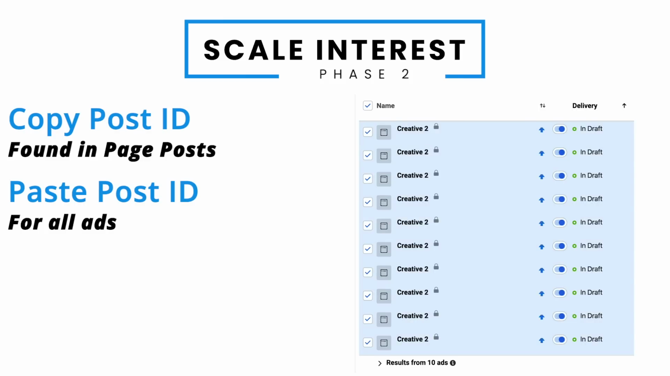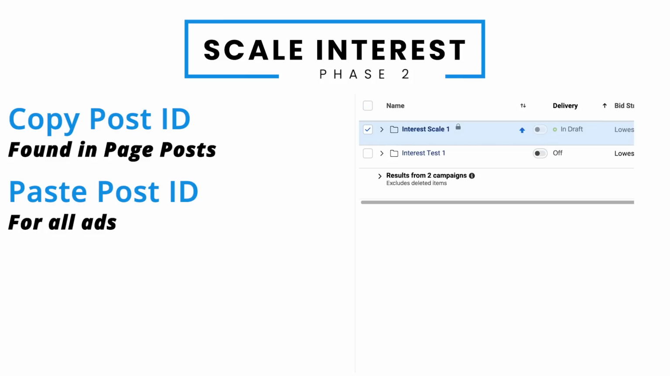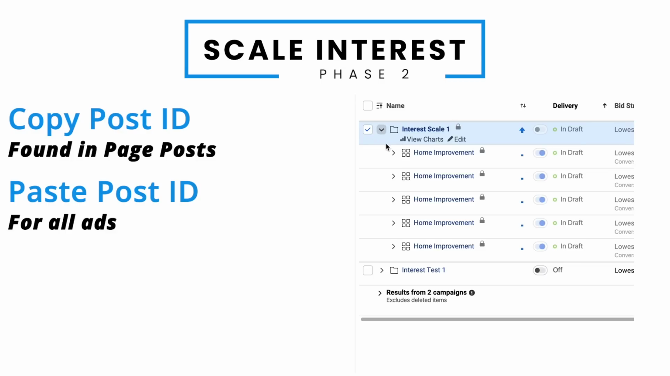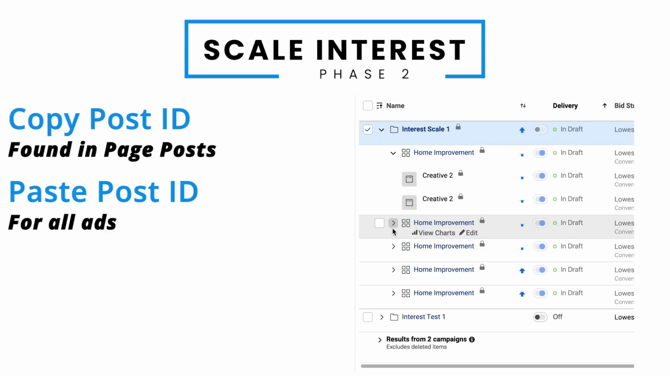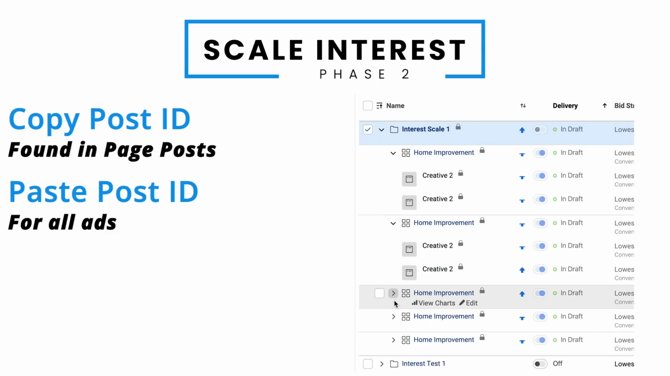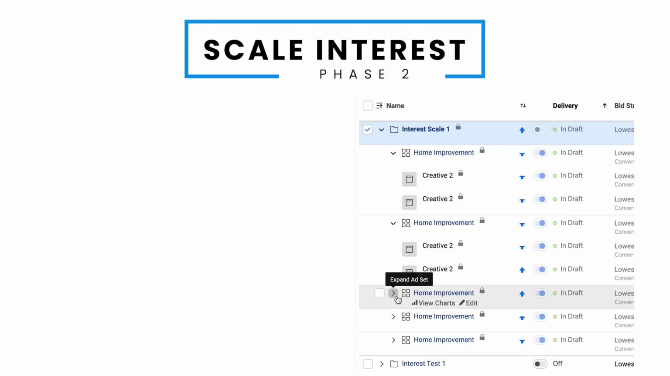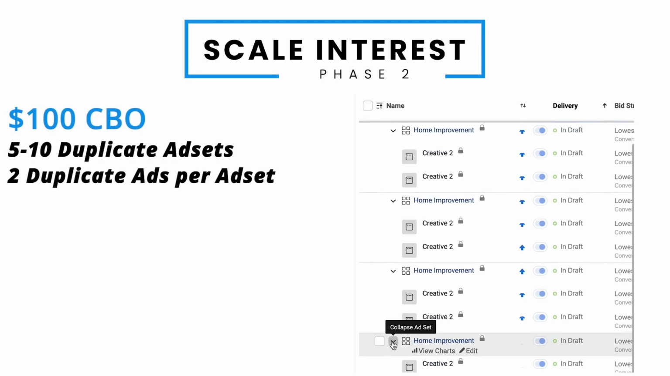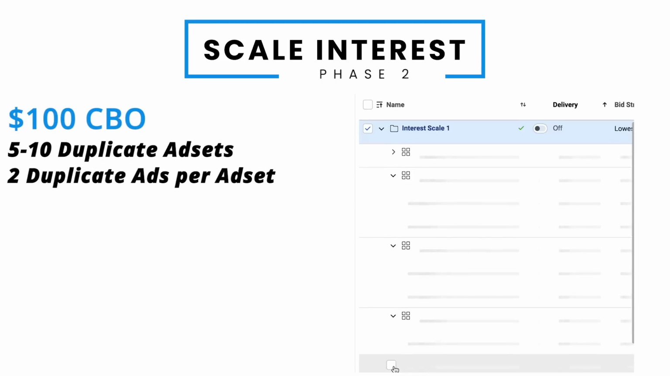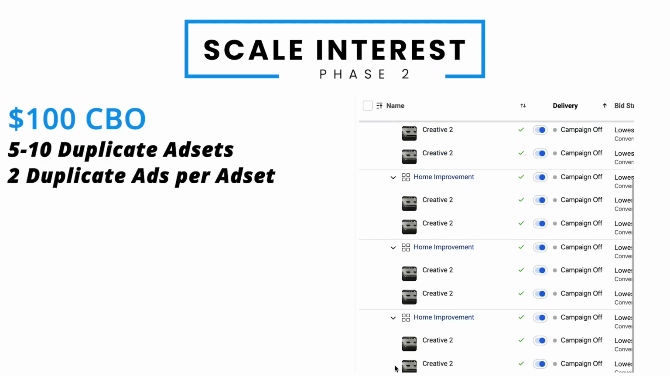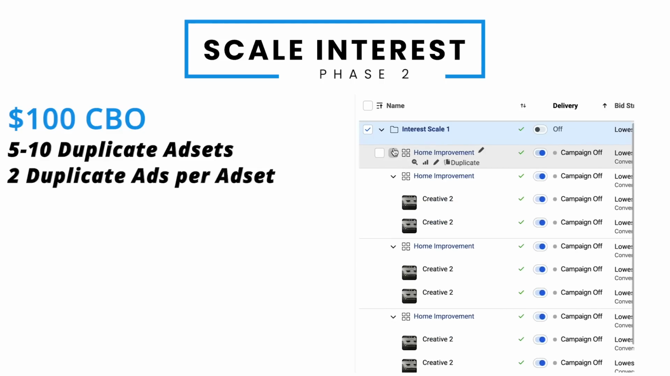If you have a higher budget, you could choose to run it using the campaign I originally recommended for this phase, and then run a duplicate with the other winning creative. This will leave you with 2 campaigns, each one running a different creative. In the end, you should be left with at least 1 CBO with a daily budget of $100, running 5 to 10 duplicate ad sets of your best audiences, each with 2 duplicates of the same ad.